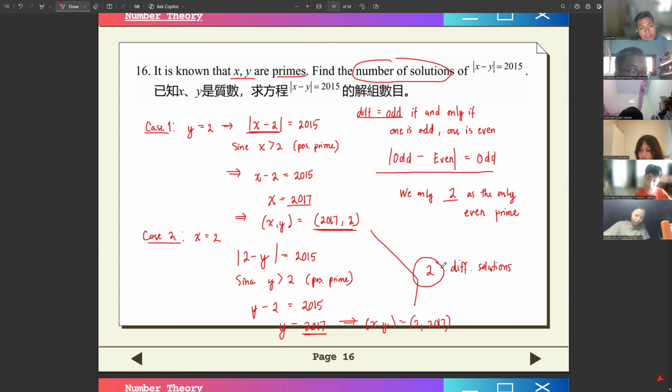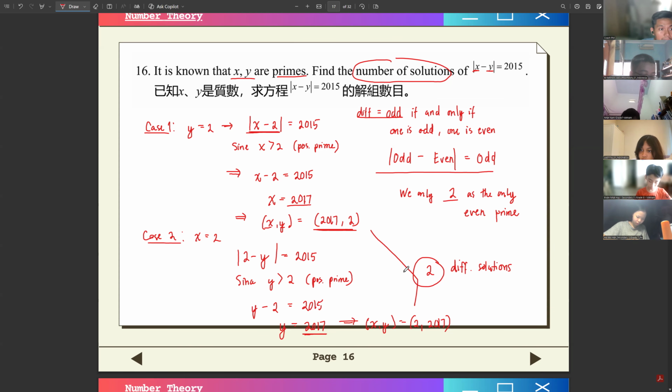By the way, when we're talking about the number of solutions, it just means the answers to your equation. Here, it should be the possible pairs for x and y, because we have two unknowns, x and y. So your solution should be both x and y, the pair. Okay, any questions before we proceed?